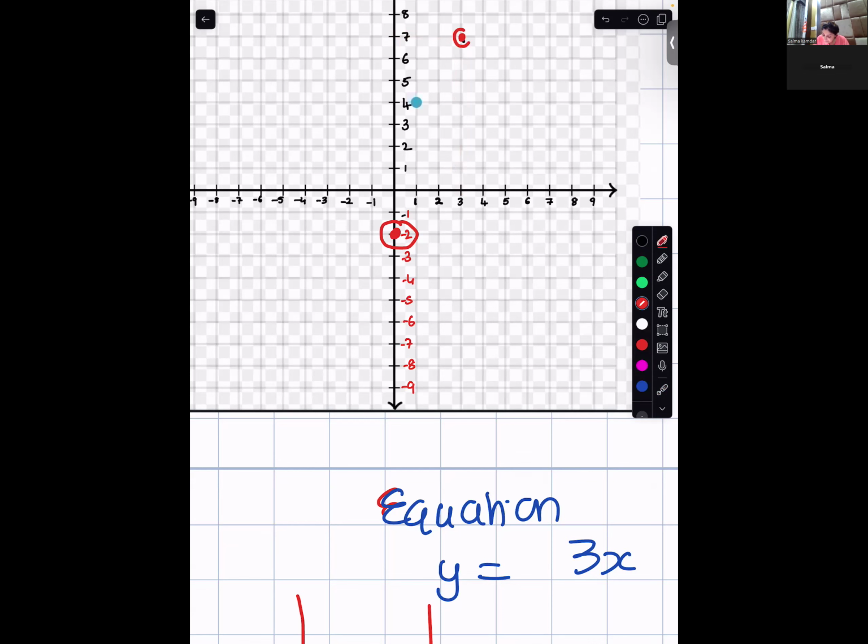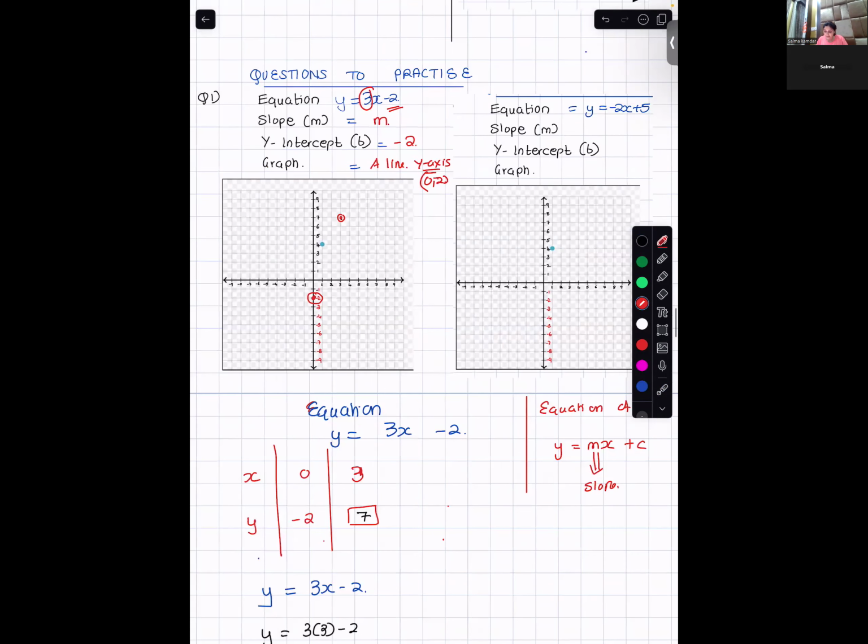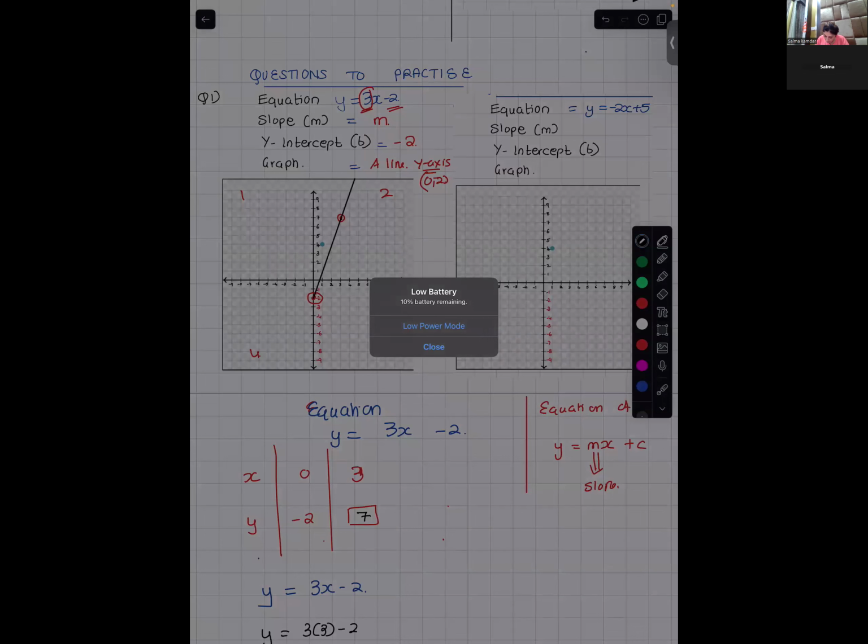Now I have to plot this on the graph. If I'm plotting it on the graph, it will be a positive slope, and I know the positive slope will be in the, this is first, second, third, and fourth. Because the slope is positive, m is positive, so it will be a line which will cover the second and the fourth quadrant. So this line would look something like this, which is covering these points.